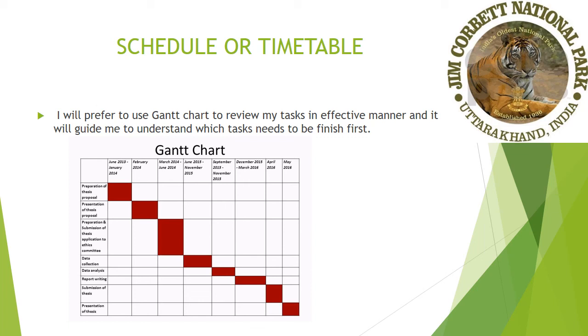So I have scheduled a timetable for my research. I will be using a Gantt chart, and this is just an example picture of a Gantt chart. I will be using my own Gantt chart in my research proposal. It will show how exactly my work is divided, and there might be a delay in the work as well because there is going to be a telephonic interview and a survey. It's overseas, so it will take some time.